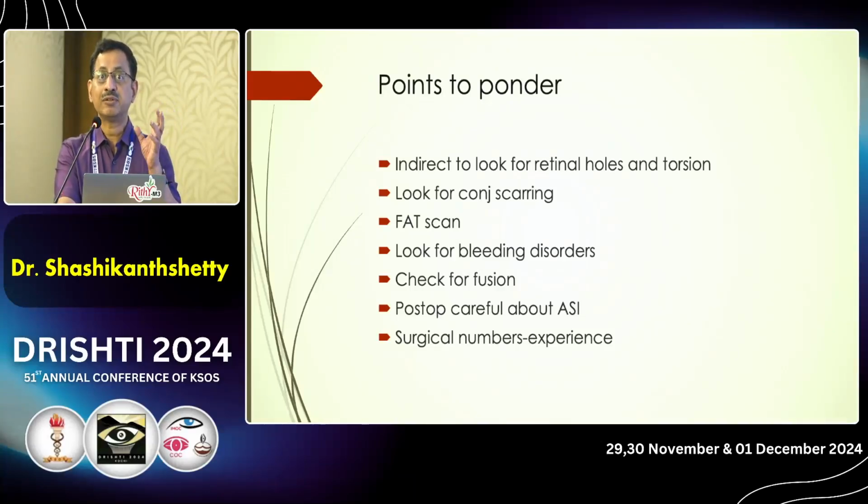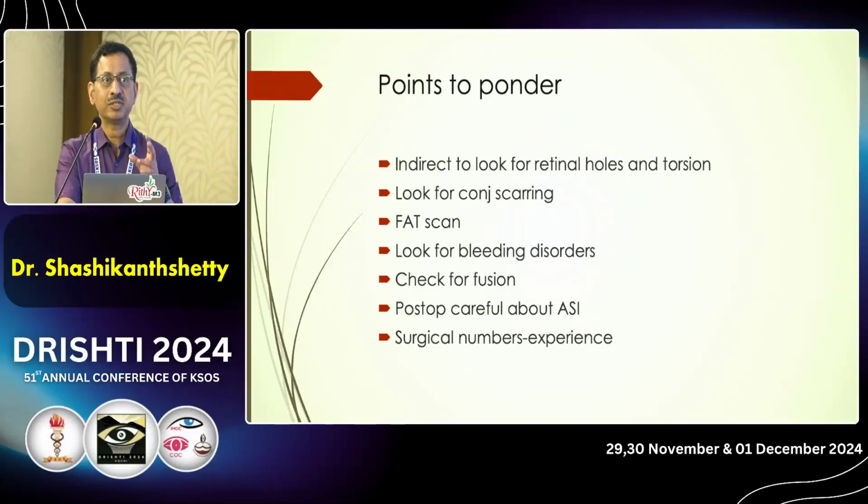Look for conjunctival scarring. Sometimes the patient may not give you a history that he was operated on at an earlier age. So when you're doing an anterior segment examination, look very carefully for conjunctival scarring suggestive of old strabismus surgery, or they might have had old retinal detachment surgery, which can also induce strabismus.